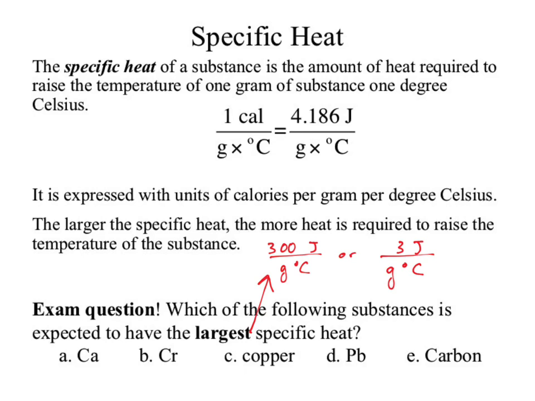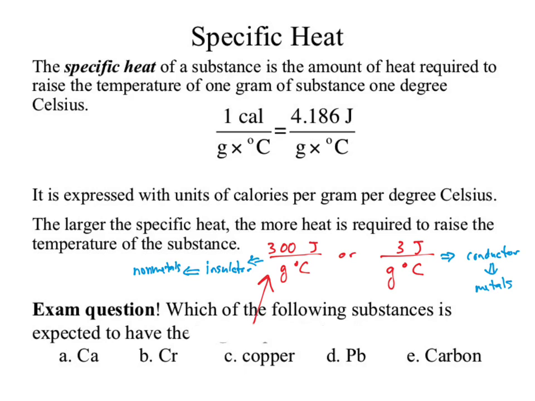So a large specific heat is an insulator. A small specific heat would be a conductor. What materials are conductors of heat? Metals. What materials are insulators of heat? Nonmetals. So really, what is this question asking? Which of the following substances is expected to be the largest specific heat? Which one of those was our largest specific heat? We got the work up there.